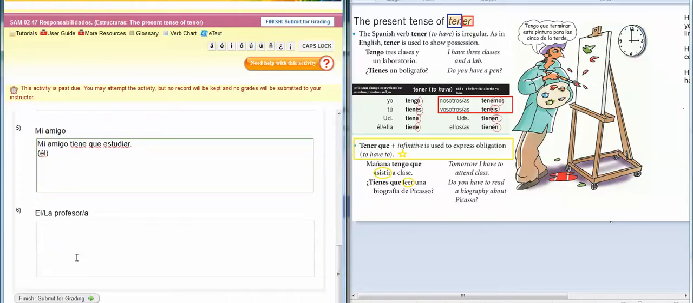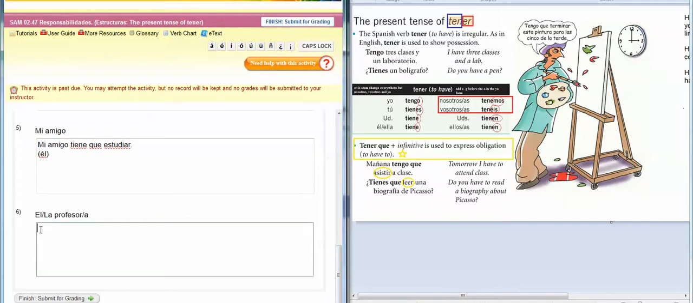Okay, and the last one, the teacher. Okay, so since I'm a girl, put la profesora. What does the teacher have to do? Let's think. Maybe calificar los papeles, grade papers. Okay, so the professor isn't in our chart, but I can think of the professor as she. She is ella, so I would put la profesora tiene. I've got to put a que in there. La profesora tiene que calificar los papeles.